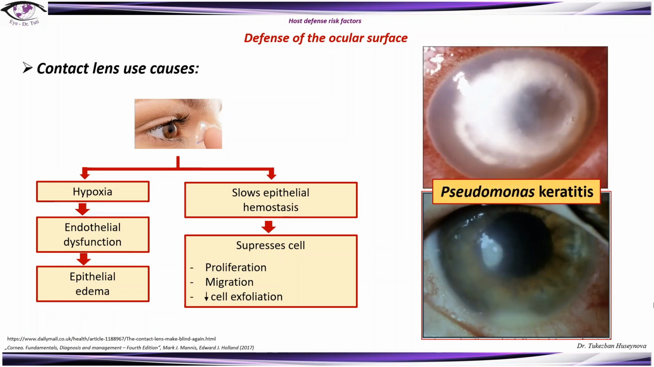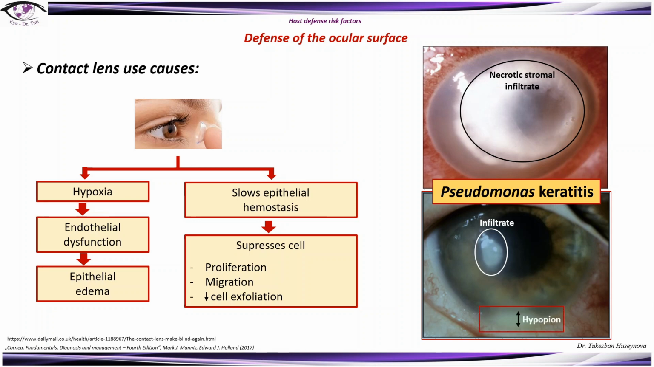In a case of Pseudomonas keratitis, for example, on the photo above, we can see a ring-shaped necrotic stromal infiltrate, which could also simulate acanthamoeba keratitis. In this case, laboratory analysis would help to define which exact infection we are dealing with. On the second photo, we can see a paracentral corneal infiltrate with surrounding corneal edema and also hypopyon.